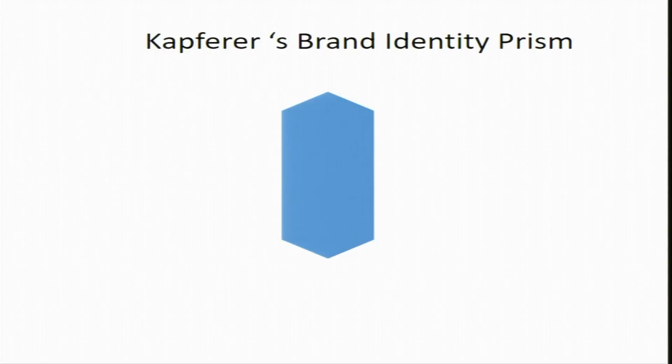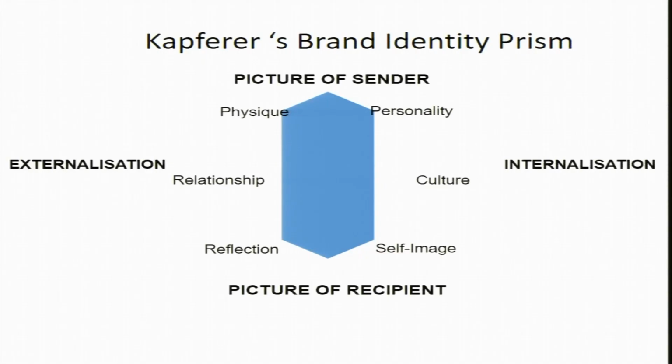The other picture that you see in the slide is a 6-sided hexagon. This hexagon is what Kapferer called the brand identity prism. It has 6 sides and he gave a name to each of the 6 sides. Let us look at them. Now, all the 6 sides have 6 names, but there are also 4 more parts. At the top you see it is written picture of sender, and at the bottom you see picture of the recipient. Now, who is the sender?